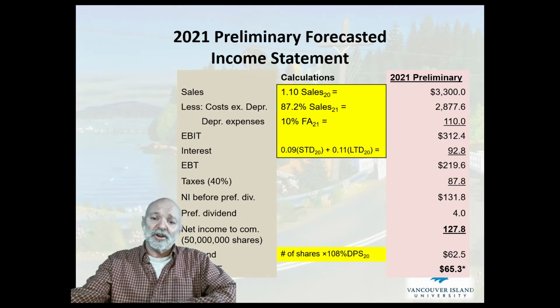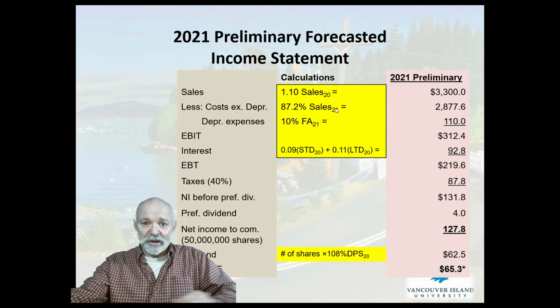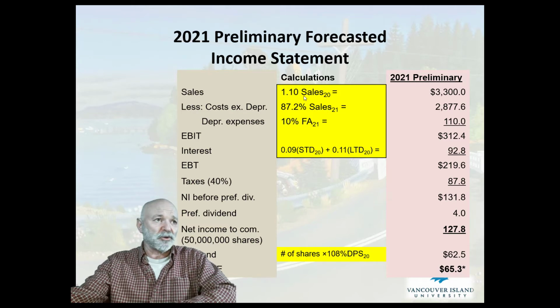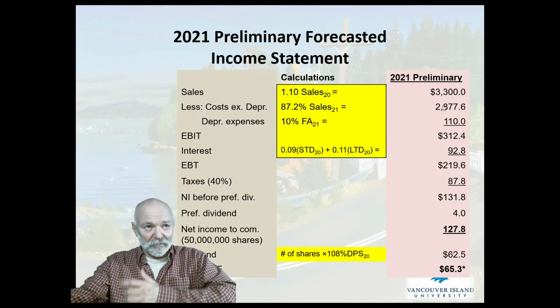Last year we started off with $3 million in sales. Our assumption was we're going to increase our sales by 10%. So our sales for this year, for our forecast year, are going to be 1 plus the 10% growth rate times the $3 million in sales last year. And that's where we got the $3.3 million. Now, percentage of sales, our costs were 87% of sales, and 87% of this year's sales, up here at the top, is $2.878 million.